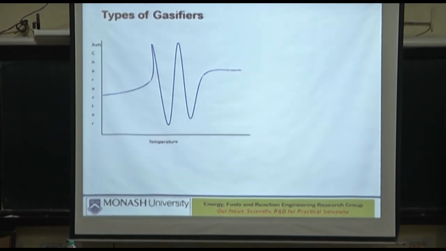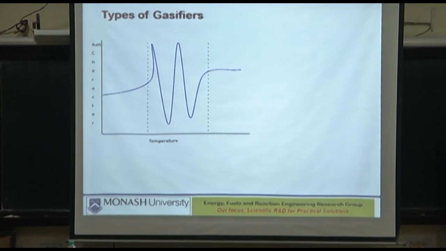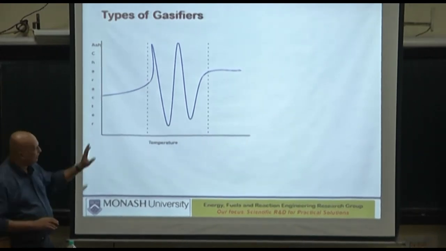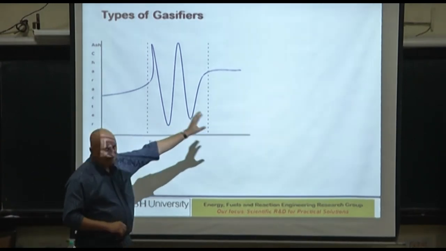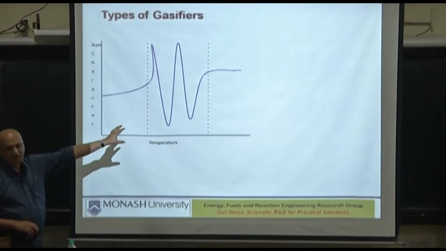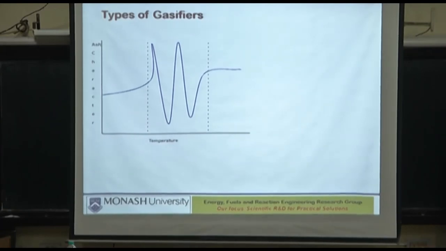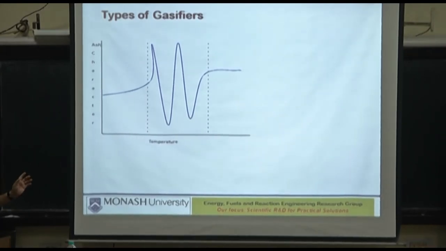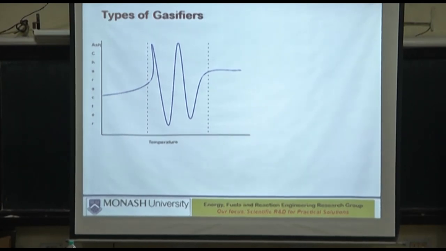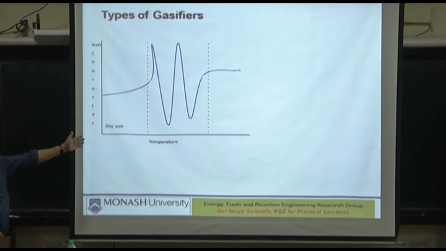So what I say is that I can separate the ash behavior into three temperature zones. I'm not telling what temperatures they are. I'm saying there's a low temperature zone, a high temperature zone, and somewhere a middle temperature zone. On either side, low and high temperatures, very predictable. In the middle zone, it's a dangerous area.